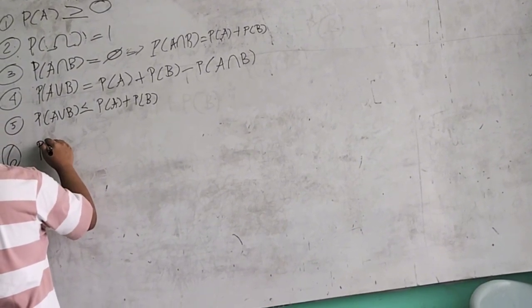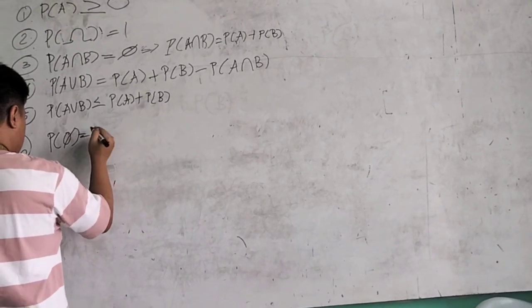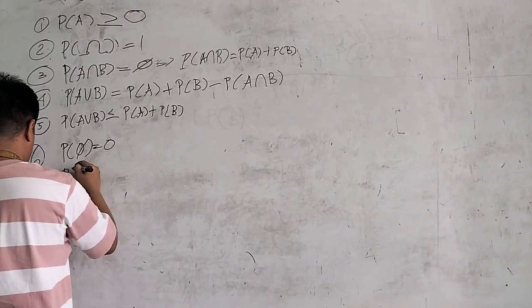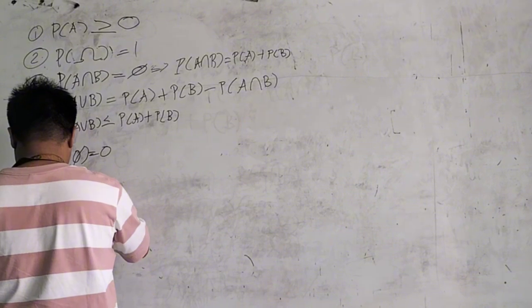The probability of the empty set is equal to 0. The empty set represents an impossible event, something that cannot happen under any circumstance. Naturally, its probability is 0.